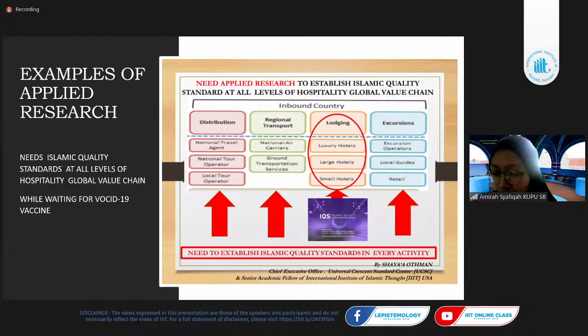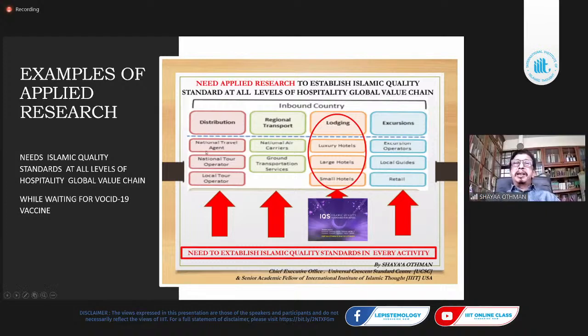I'm wondering whether in the problem statement for the proposal we must include only local past studies, or can we also include past studies from abroad?